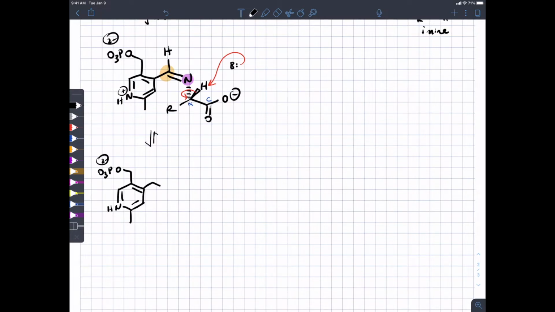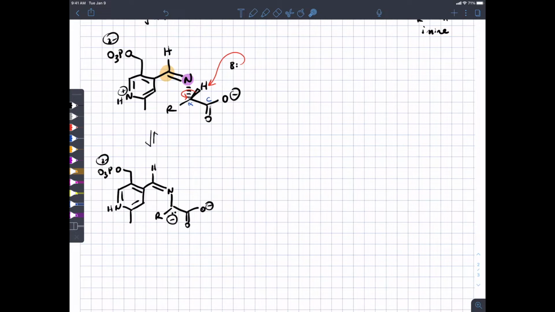And this will be important a lot in subsequent chapters because we're going to see a ton of times where we remove a proton from a carbon alpha to a carbonyl, and then we can do interesting things with that. Actually, I'm just going to draw this, and here is the negative charge.